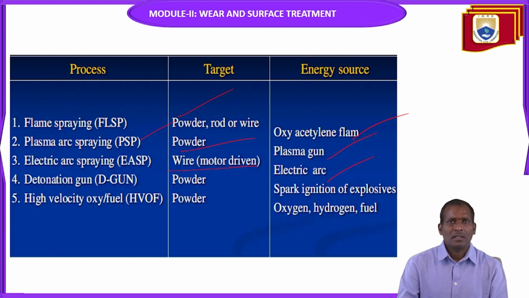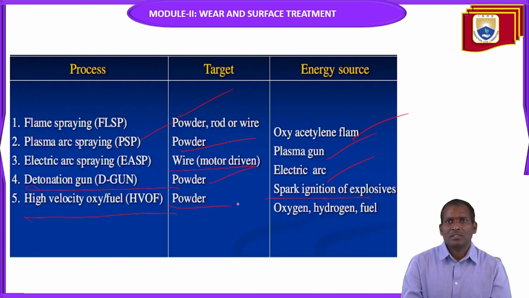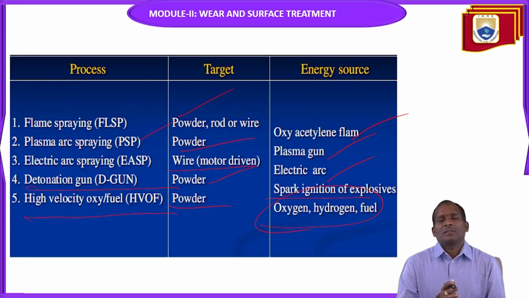Detonation gun: the target is powder and the energy source is spark ignition of explosives. Next one is high velocity oxy-fuel. The target is powder, and the energy source is oxygen, hydrogen, fuel. So these are the major methods of thermal spraying.